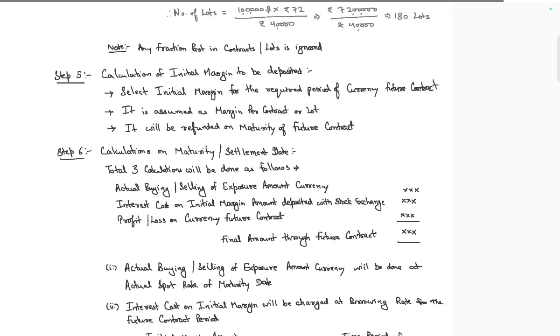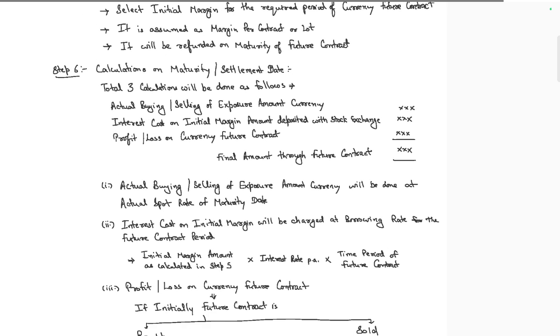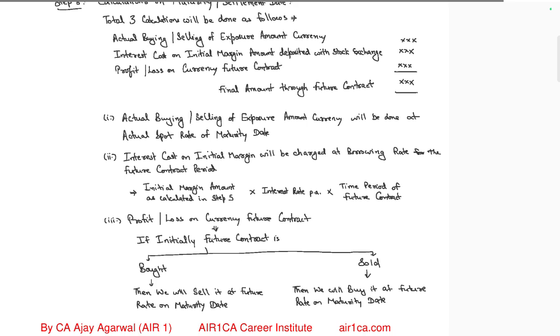Calculate the initial margin deposit. Find the initial margin of the acquired currency future contract. It is assumed that the margin per contract is a lot, and it will be refunded at the maturity of the future contract. Calculate the maturity settlement. The total 3 months calculation then follows: actual buying and selling of exposure currency, interest cost on the initial margin amount deposited with the stock exchange, profit and loss on the contract, and final amount through the contract.